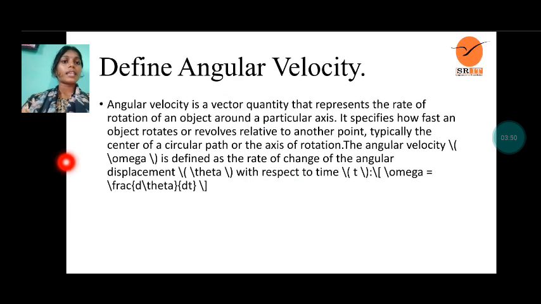Define angular velocity. Angular velocity is a vector quantity that represents the rate of rotation of an object around a particular axis. It specifies how fast an object rotates or revolves relative to another point, typically the center of a circular path or the axis of rotation. The angular velocity omega is defined as the rate of change of the angular displacement theta with respect to time, omega equals d theta by dt.